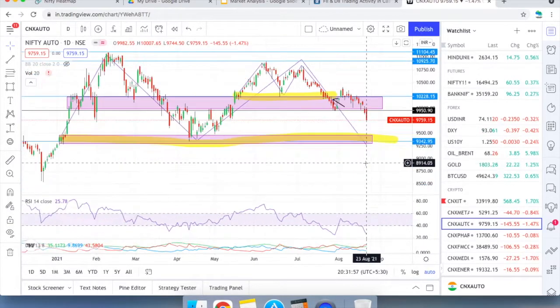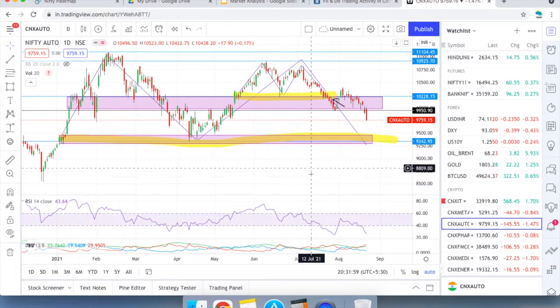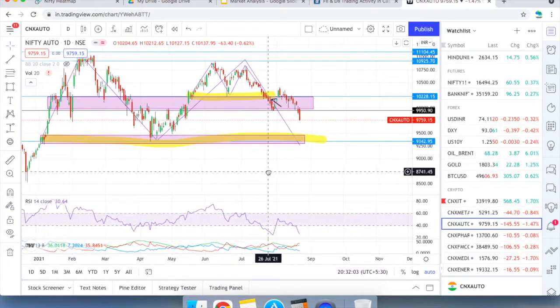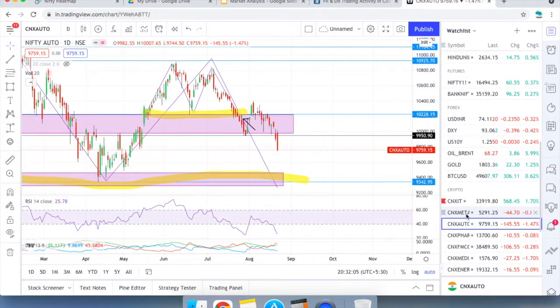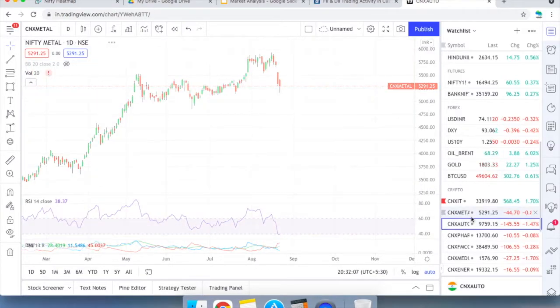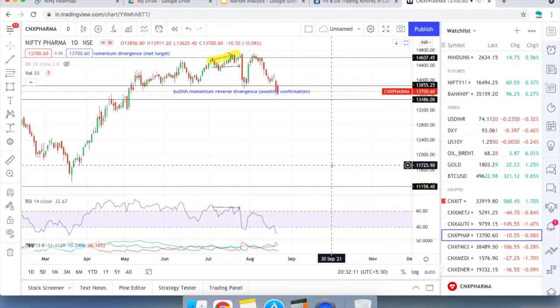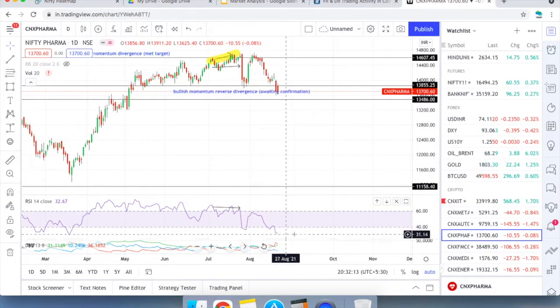So the only thing is, you have to pick the right stocks and see this. So the auto sector can be a shorting candidate. It's clear bearishness. Metal has also turned bearish. Pharma has also turned bearish, right? They slipped below 40 on the momentum.